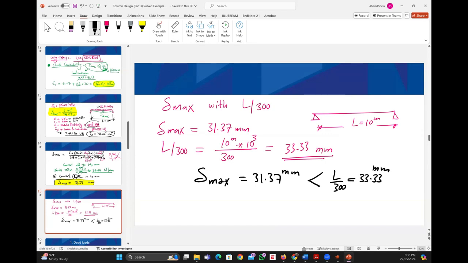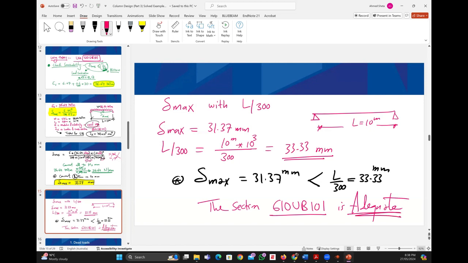So is this section adequate or not adequate for deflection? Adequate. Yes, it is below the limit, so the section 610 UB 101 is adequate, right? So these are the steps of the beam design from A to Z. I think that's all. Do you have any question about the beam? No, I don't. Okay, all good now.